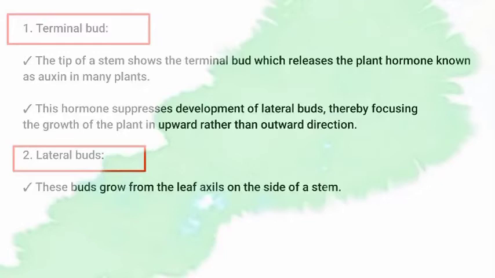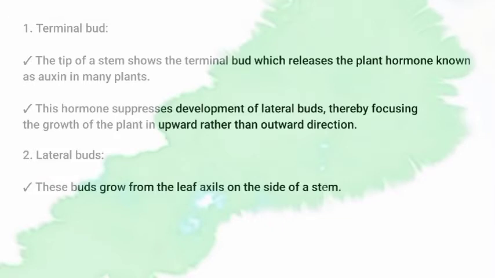Terminal bud, which is also called apical bud. The tip of a stem shows a terminal bud which releases the plant hormone called auxin. In many plants, this hormone suppresses the development of lateral buds, thereby focusing the growth of the plant in an upward rather than outward direction, which is called apical dominance. The second one is lateral buds or axillary buds. These buds grow from the leaf axils on the side of a stem.